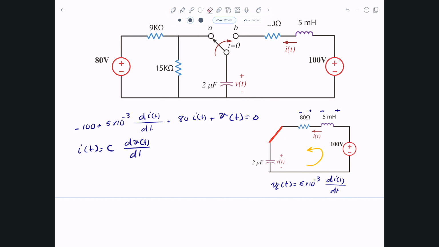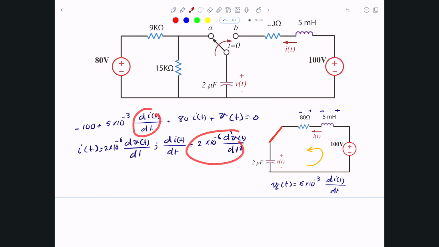So we need to replace the C with its value, which is 2 times 10 to the negative 6 in here. That means the derivative, well, do I need the derivative? Yes, because I only have I of t in here, so we need the derivative. So the derivative tells me di of t divided by dt is simply 2 times 10 to the negative 6 times the second derivative of the voltage, d squared v divided by dt squared. Whenever there's an I of t, I'll substitute it with this value, and whenever there's di of t, I'll substitute it with this value.